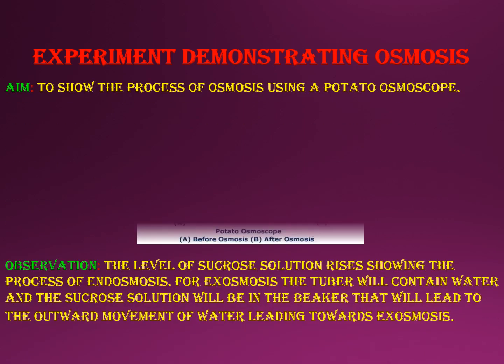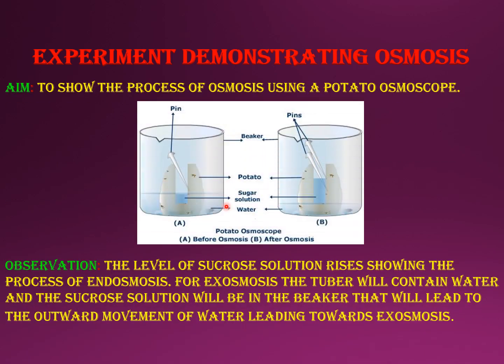Next, here is a short experiment to demonstrate osmosis. Let us take a potato tuber, peel off the skin of the potato, slice it off so that the base is flat, and scoop the inner part of the potato to form a cup-shaped structure. You add sucrose solution, 20% sucrose solution, into the cup-shaped structure in the center.